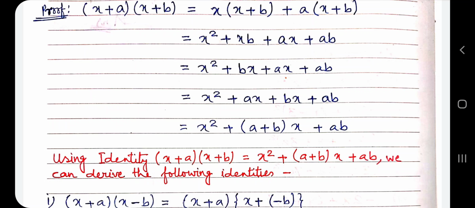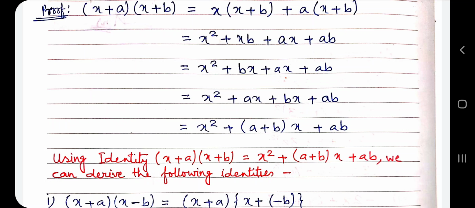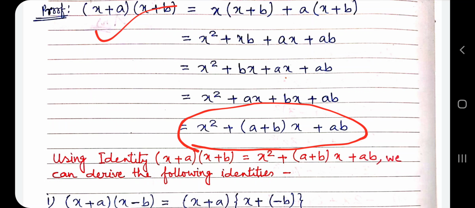x square plus bx plus ax has been written as x square plus ax plus bx plus ab. Now the middle terms ax and bx have x common. In both of these terms x exists. It means x is common in both terms. So we take that common part outside the bracket and write it as x square plus a plus b, times x, plus ab. This is the product of this one.